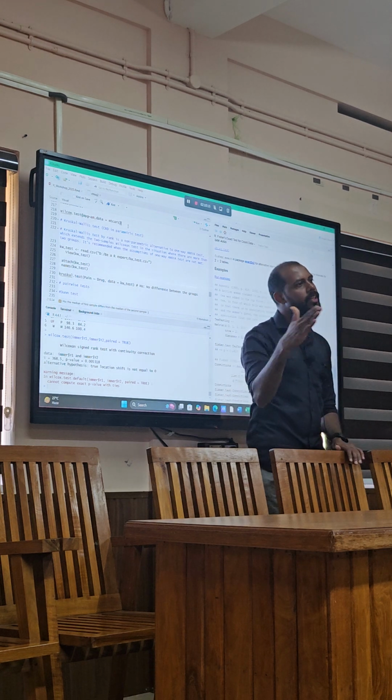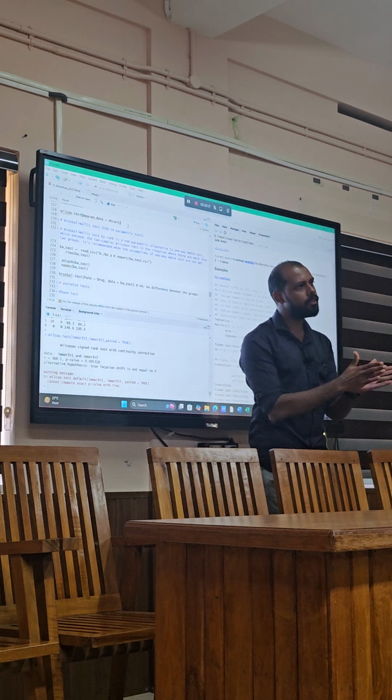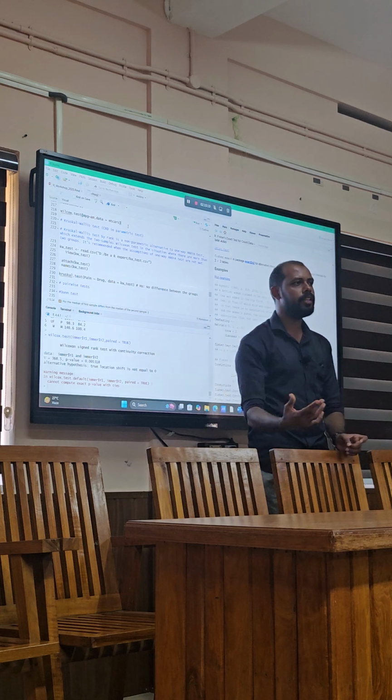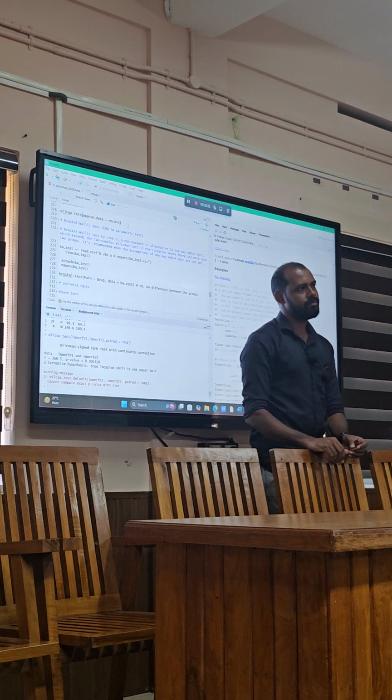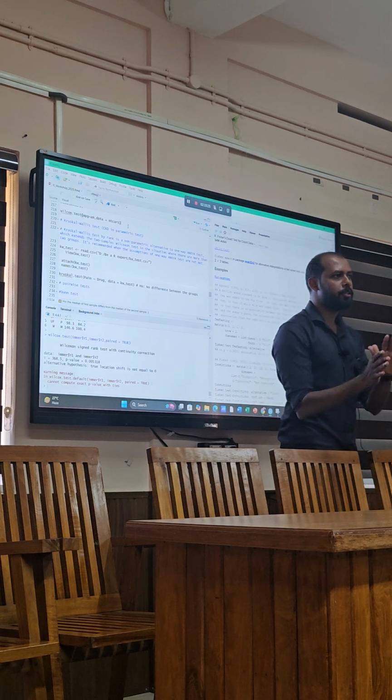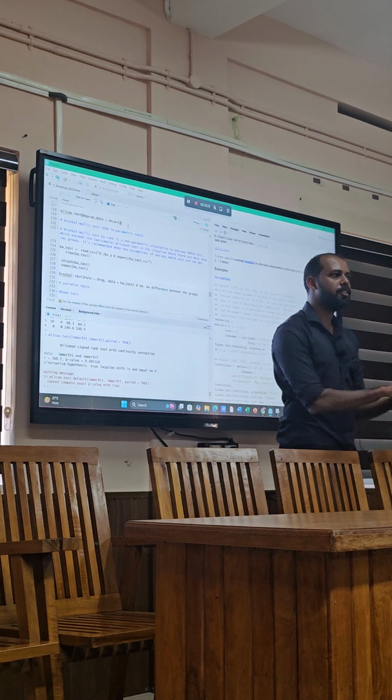That's why there should be related samples. Repeated means the same thing should be a repeated number. So that's why it is related. As I told you, for every parameter there should be one parameter.